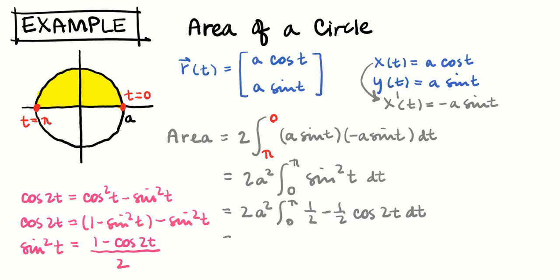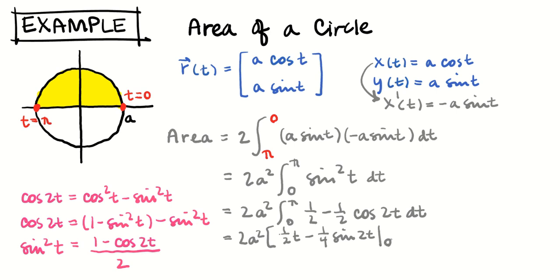And I can find an antiderivative for these things. So I'll have 2a squared multiplied by the antiderivative for 1/2, which is going to be 1/2 t. And an antiderivative for negative half cosine 2t is going to be negative quarter, I'm going to have to divide by that 2 for the chain rule, sine of 2t. I'm going to check that mentally for a second. 1/4 cosine 2t multiplied by 2. Yeah, okay, I'm satisfied with that antiderivative.